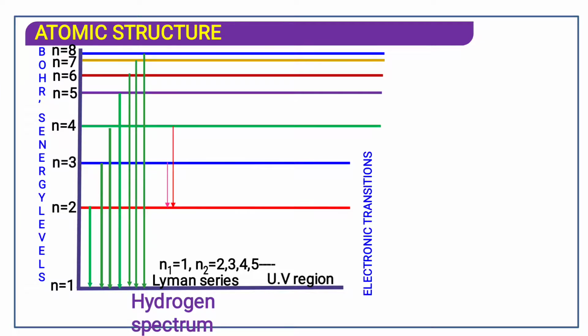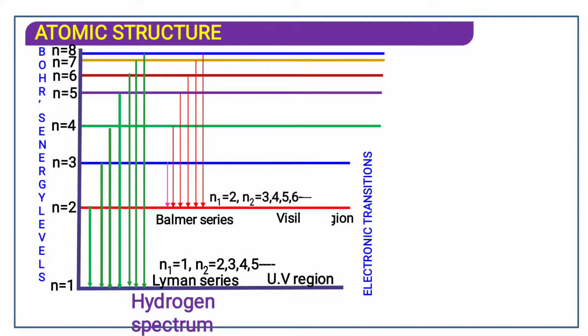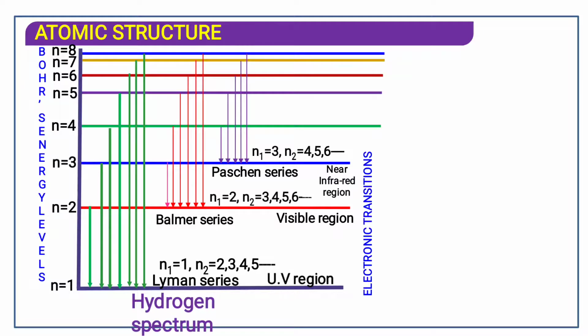For the next, the Balmer series, the electron excites from any higher energy level of 3, 4, 5, 6 to the lower second orbit, which is said to be the Balmer series. The Paschen series is where the electron falls on the third energy level, and it is seen in the near IR, infrared region.